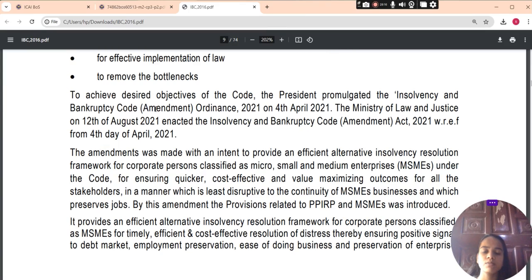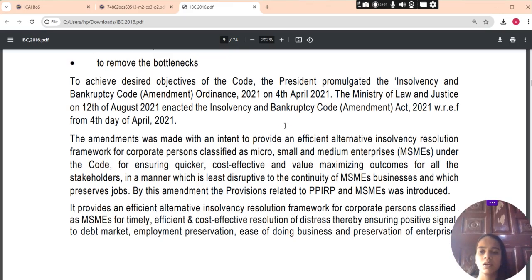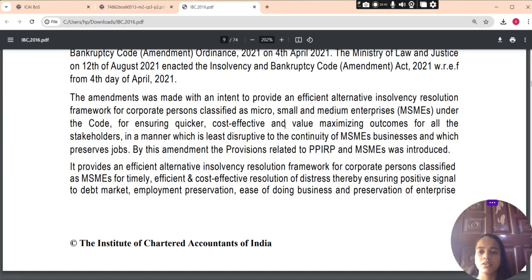To achieve the desired objective of the code, the President promulgated the Insolvency and Bankruptcy Code Amendment Ordinance 2021 on 4th April 2021. The Ministry of Law and Justice on 12th August 2021 enacted the Insolvency and Bankruptcy Code Amendment Act 2021 with effect from 4th April 2021.